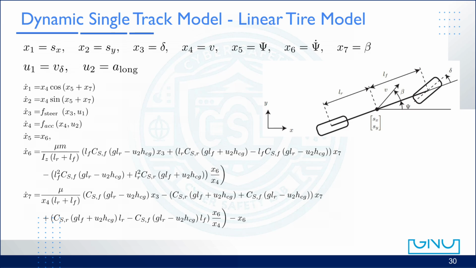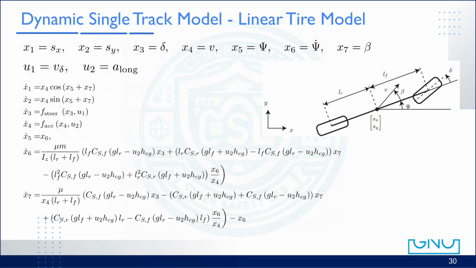x1 and x2 are still the vehicle's position coordinates. x3 is the steering angle. x4 is the forward velocity. x5 and x6 represent the yaw angle and the yaw rate, which describe how fast the vehicle is rotating. A new variable, x7, called beta, represents the side slip angle, the angle between the car's velocity vector and its body axis. It captures how much the car slides sideways. Finally, x8 and x9 represent the rotational speeds of the front and rear wheels. These are important for modeling braking torque and engine torque, which directly affect traction and stability.